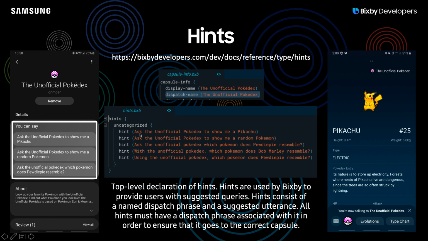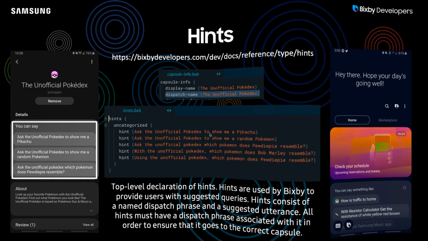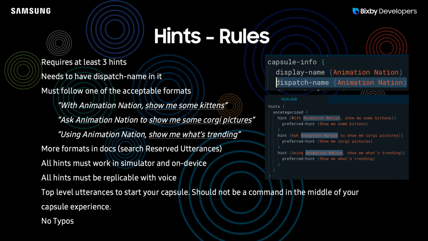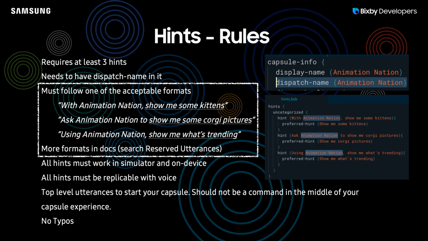There you can see me speaking into Bixby, saying this hint, and the hint executing this capsule with that command, "Show me a Pikachu." So next we're going to go over the rules for hints. First of all, you need at least 3 hints in order for your capsule to be accepted. Your hint has to have the dispatch name in it, and typically near the beginning with some kind of action word at the beginning. And it must follow one of the acceptable formats.